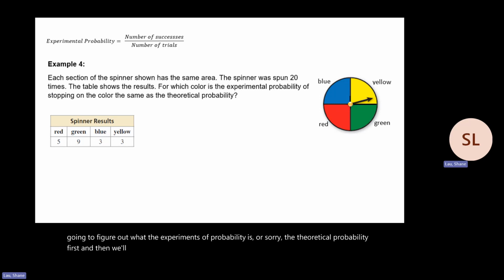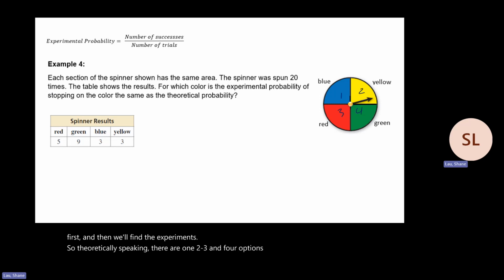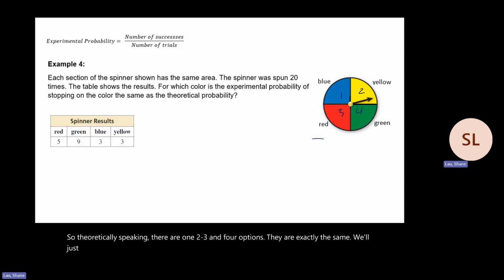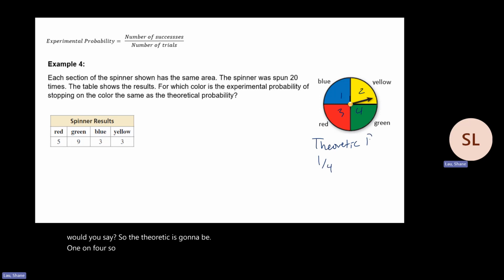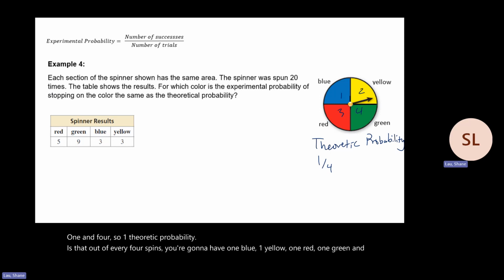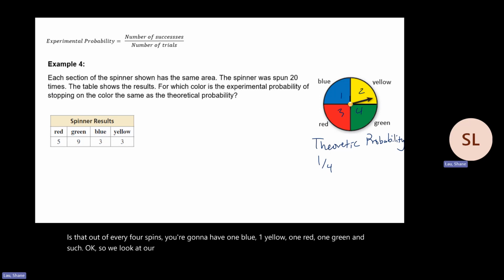So theoretically speaking, there are 1, 2, 3, and 4 options. They are exactly the same, we'll just say. So the theoretic is going to be 1 in 4. So the theoretic probability is that out of every 4 spins, you're going to have 1 blue, 1 yellow, 1 red, 1 green, and such. Okay. So we look at our spinner results. We get 5 red, 9 green, 3 blue, 3 yellow.